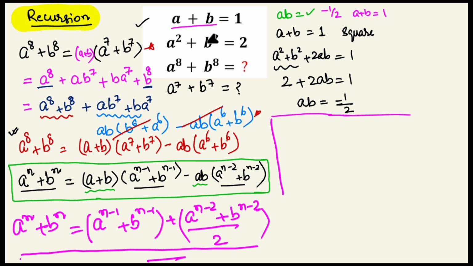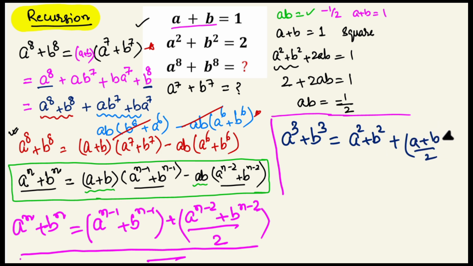Now let's calculate the next term, which is a cube plus b cube. This will be equal to what? 1 times a square plus b square, and plus a plus b upon 2. So let's plug in the value. a square plus b square is 2, a plus b is 1. This becomes 5 by 2.